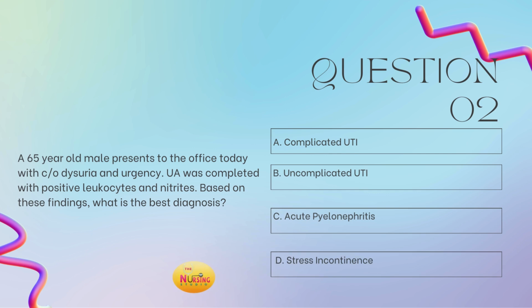All right, question number 2. A 65-year-old male presents to the office today with complaints of dysuria and urgency. Urinalysis was completed with positive leukocytes and nitrites. Based on these findings, what is the best diagnosis? Is it A, complicated UTI, B, uncomplicated UTI, C, acute pyelonephritis, or D, stress incontinence? Take a moment and tell me what you got, you guys.